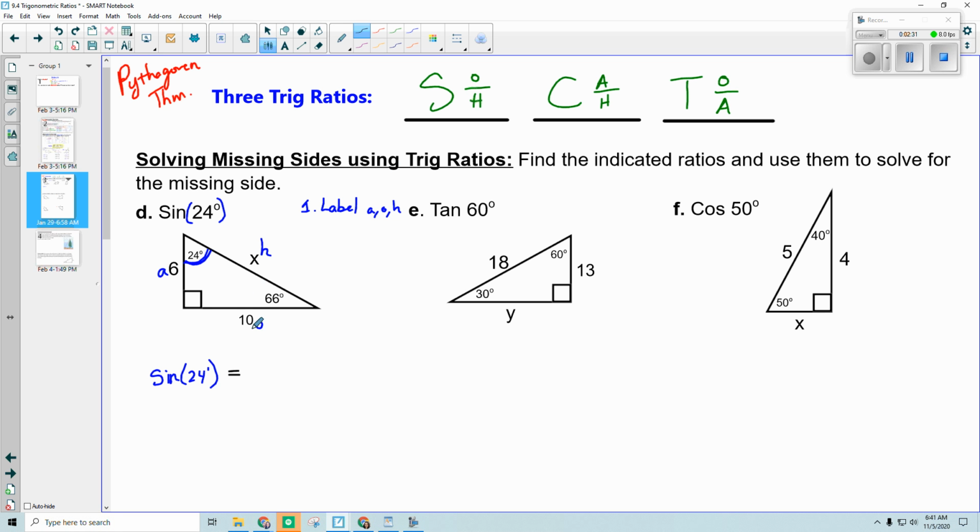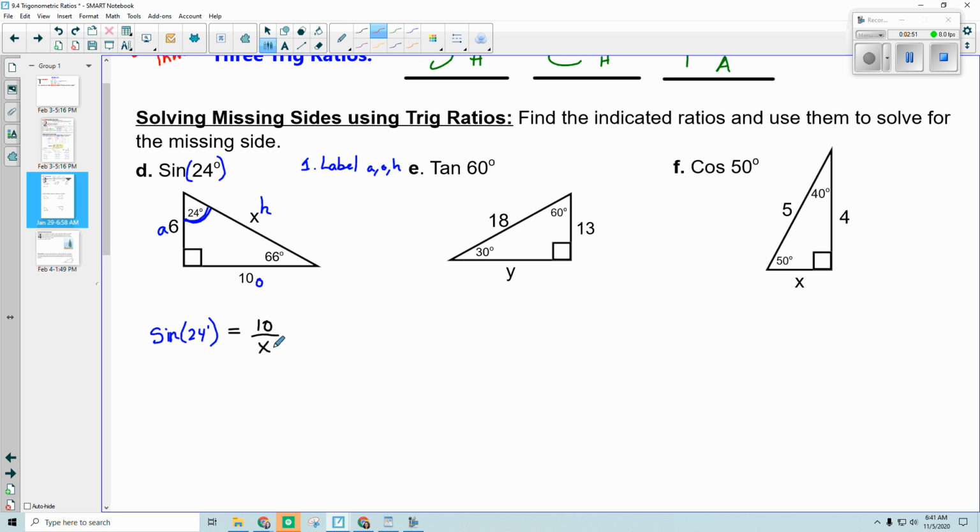Okay. So my opposite is 10. My hypotenuse is x. Okay. So there we go. I found the trig ratio for sine of 24 degrees. Now that I have this set up, I can easily go ahead and solve for what x is.